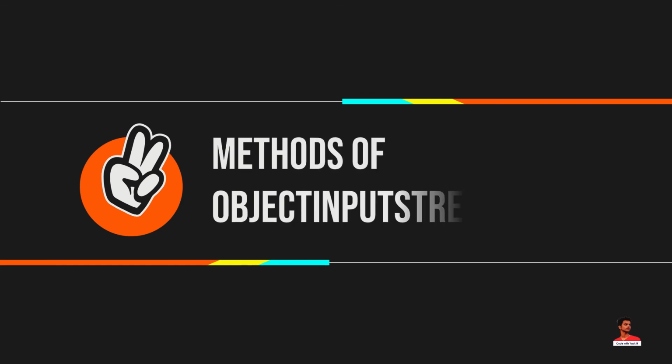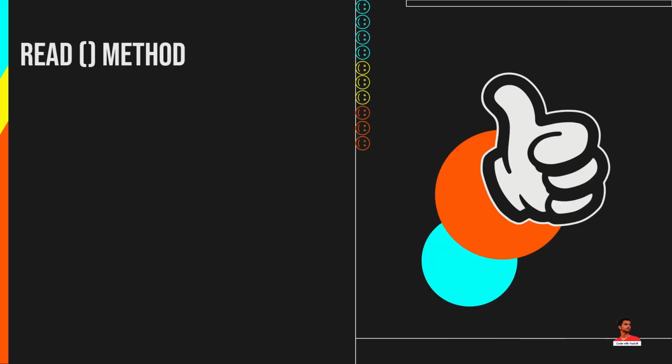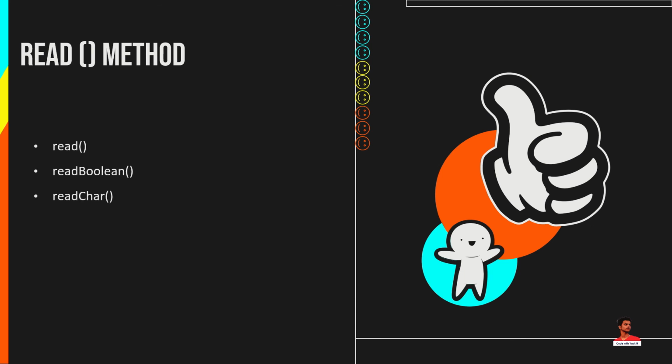The object input stream class provides implementations for different methods present in the input stream class. Reads a byte of data from the input stream, reads data in Boolean form, reads data in character form, reads data in integer form, reads the object from the input stream.